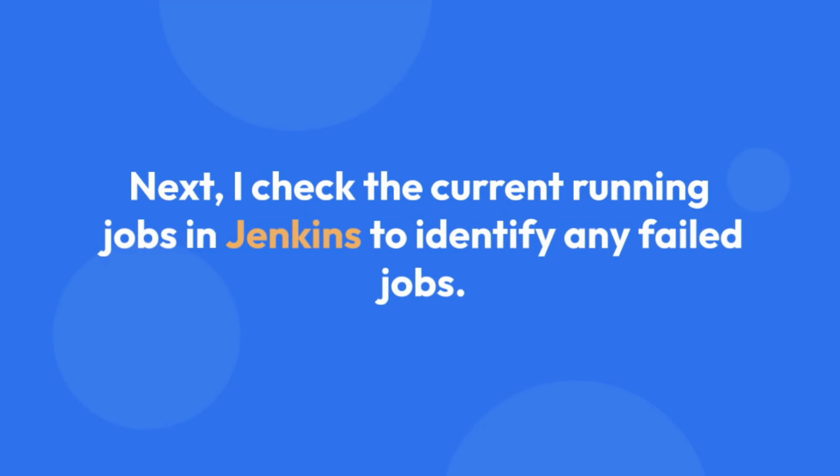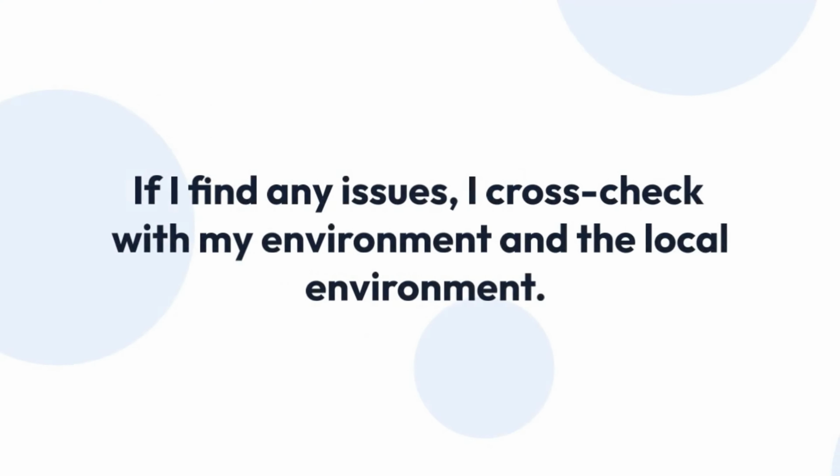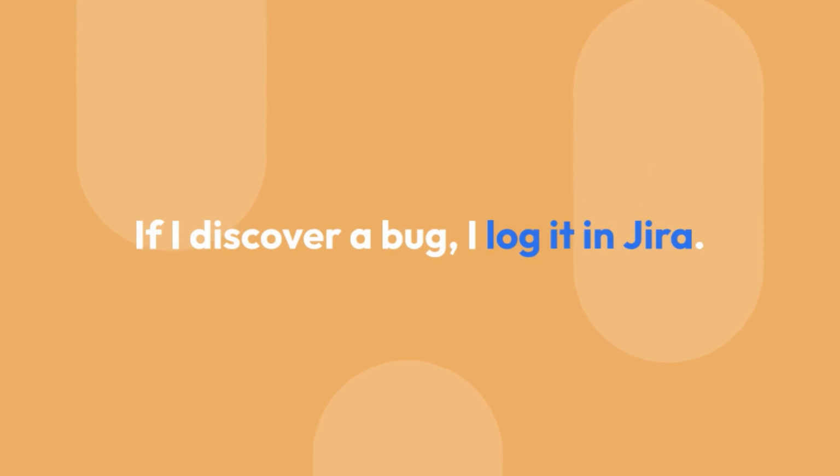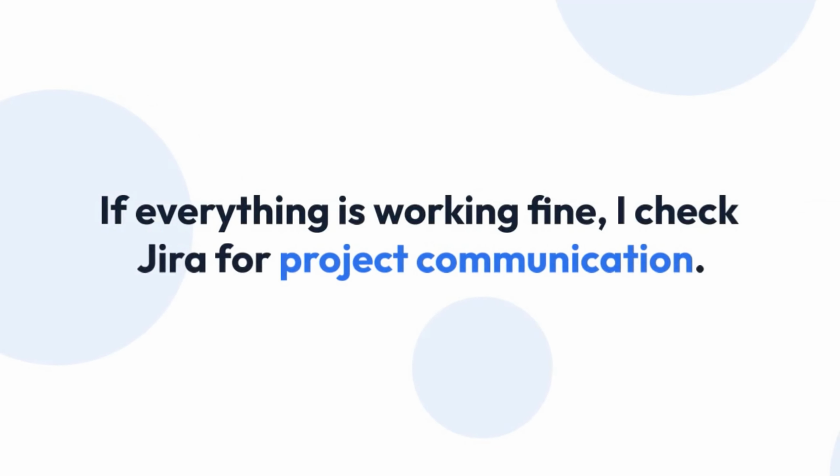Next, I check the current running jobs in Jenkins to identify any failed jobs. If I find any issues, I cross-check with my environment and the local environment. If I discover a bug, I log it in Jira. If everything is working fine, I check Jira for project communication.